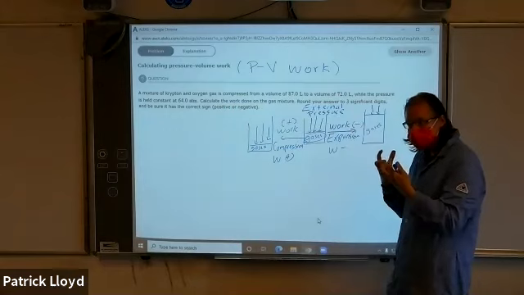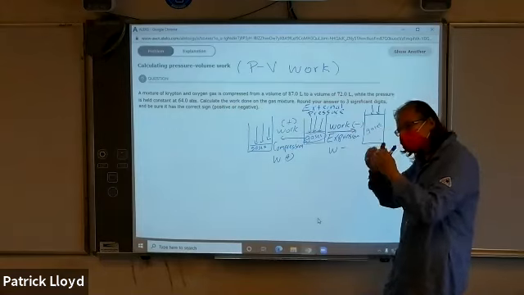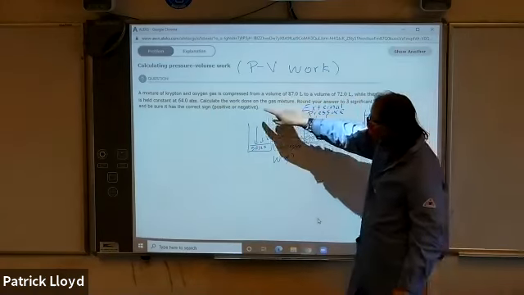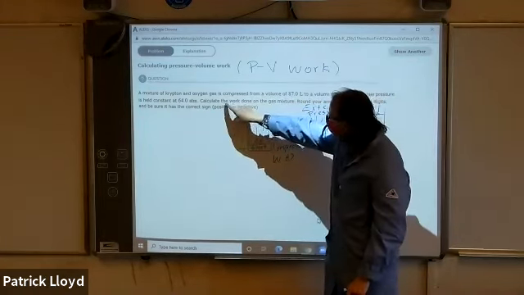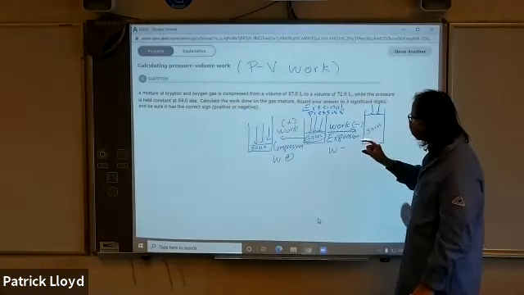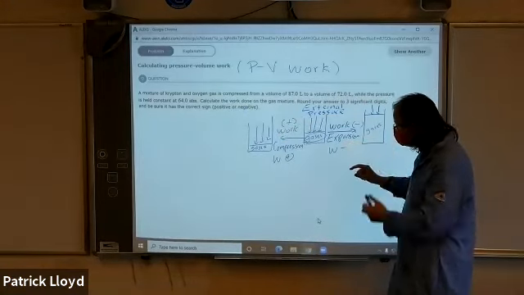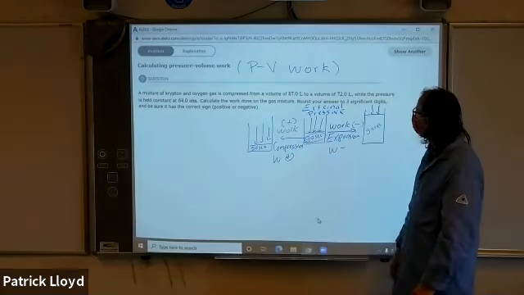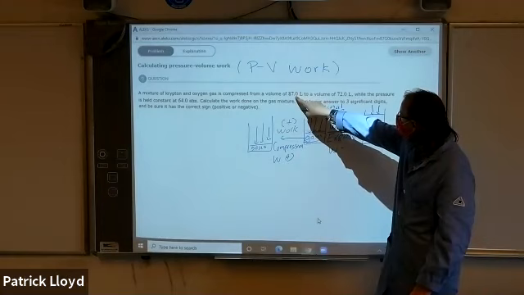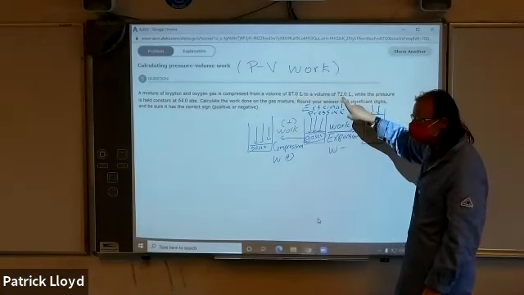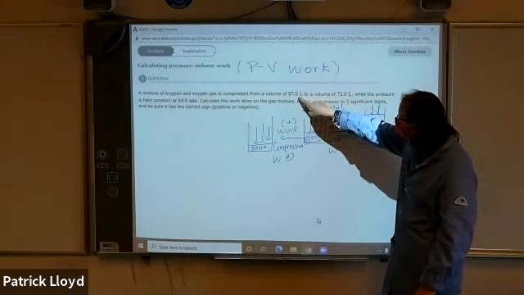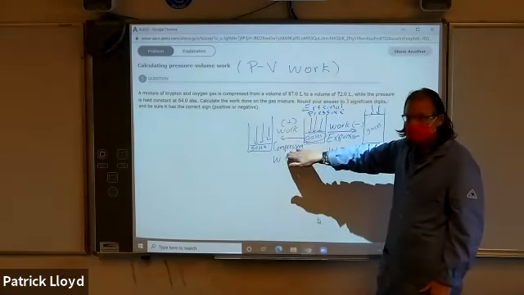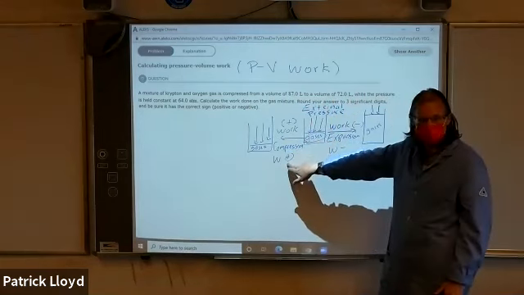If work is done on you, that means you gain energy. If you do work on something else, that means you're giving it energy. So they're kind of giving you a little hint here to say that, in fact, the gases are absorbing the energy, so it's going to be positive. Now you can also tell what happened to volume. See how it got smaller? It started at 87 and went down to 72. If it got smaller, that's compression, right? So if it's compression, it should be positive.